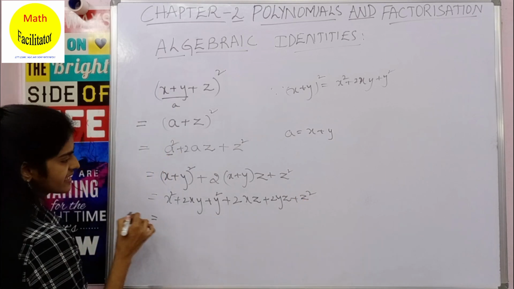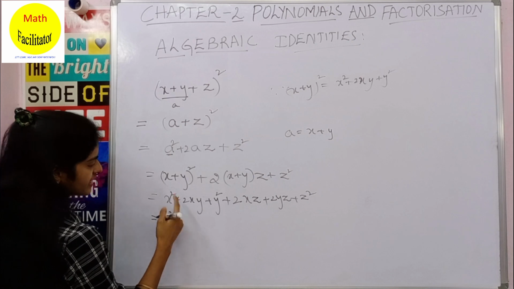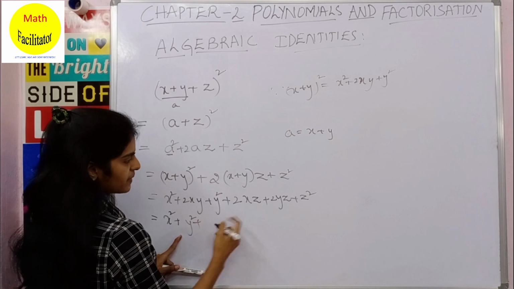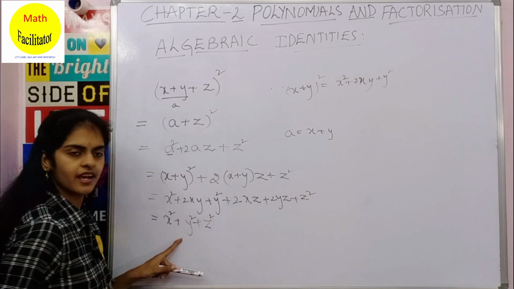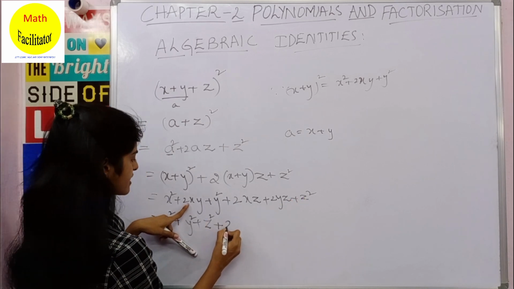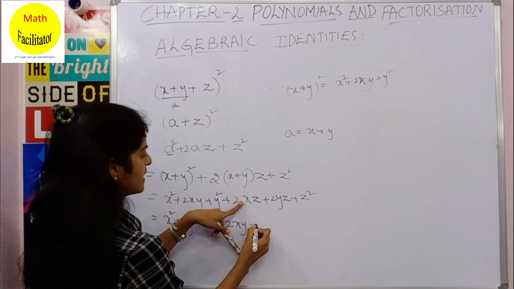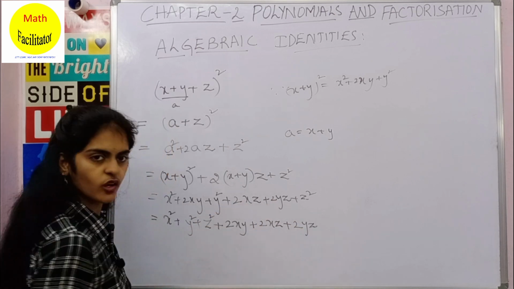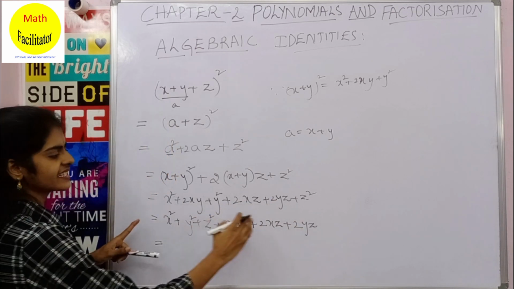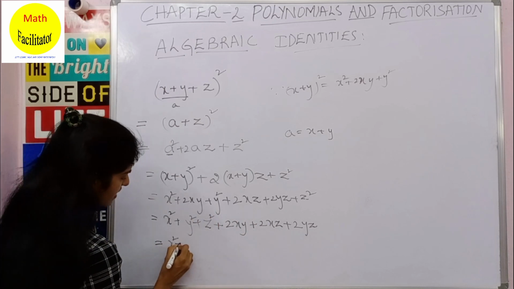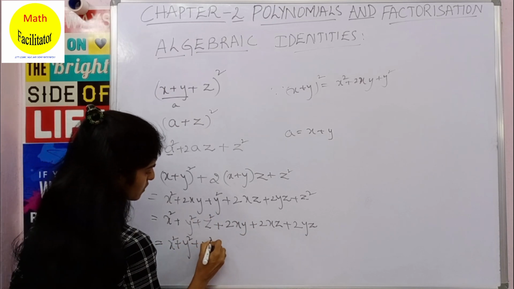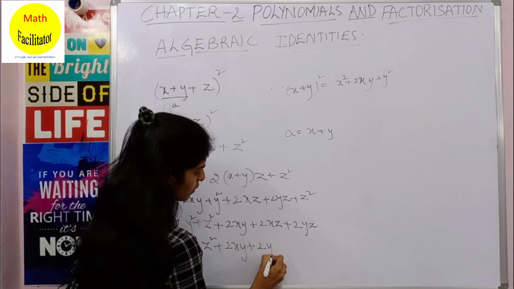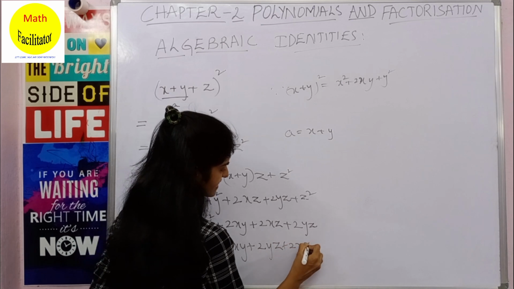Now let me bring all the square terms together: x square plus y square plus z square. Now this is nothing but plus 2xy plus 2xz plus 2yz. Now let me finally write it in an order: x square plus y square plus z square plus 2xy, then plus 2yz plus 2xz.